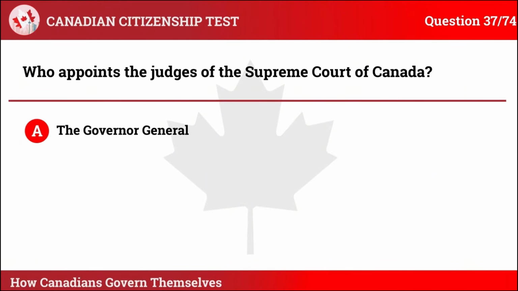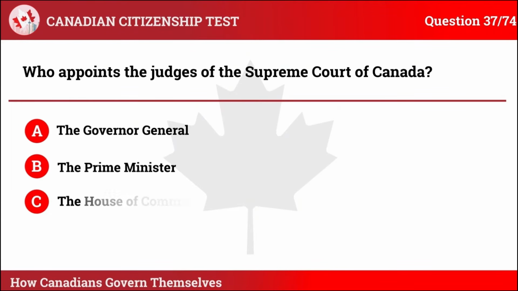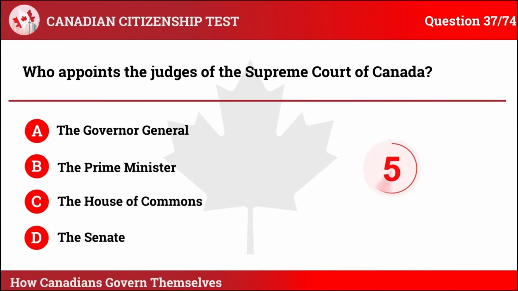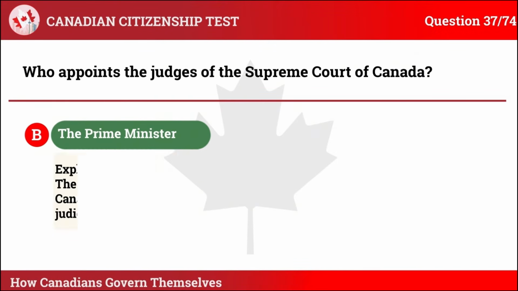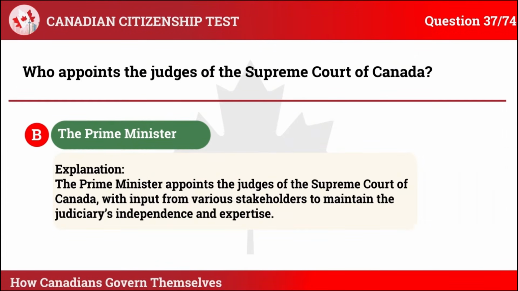A. The Governor-General. B. The Prime Minister. C. The House of Commons. D. The Senate. The correct answer is B. The Prime Minister. Explanation: the Prime Minister appoints the judges of the Supreme Court of Canada, with input from various stakeholders to maintain the judiciary's independence and expertise.